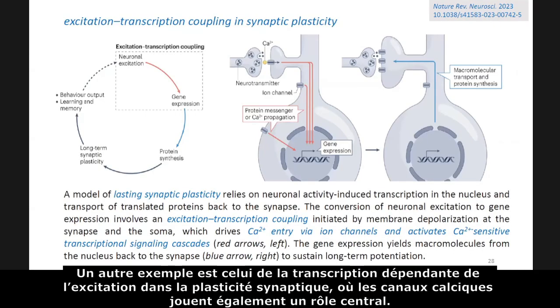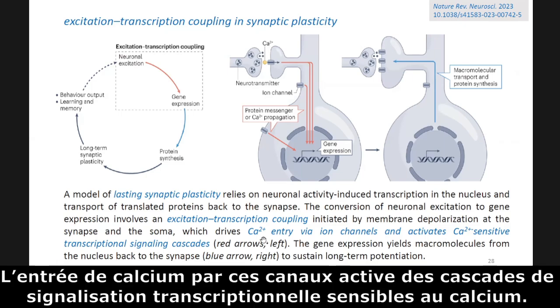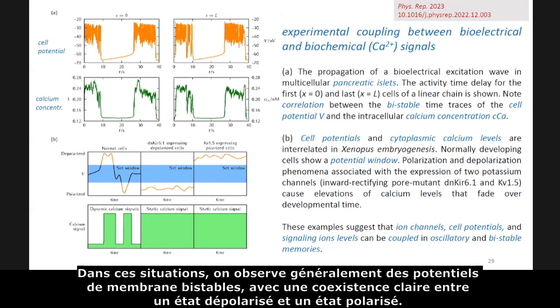Another example is excitation transcription in synaptic plasticity, where calcium channels are also important, and in particular, the calcium entry through ion channels activates calcium-sensitive transcriptional signaling cascades, always downstream. And in these cases, we usually observe bistable cell membrane potentials. Here there is a clear bistability between a depolarized value of the cell potential and a polarized value of the cell potential.